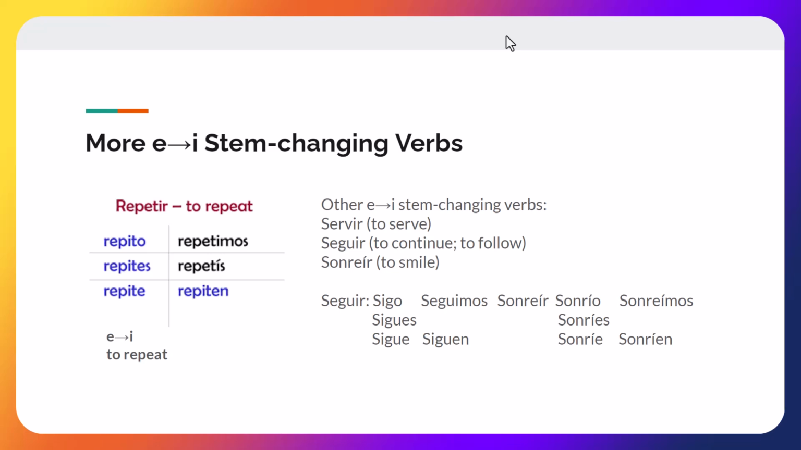The letter C does the same thing. The letter C has a K sound, like in the word cat, before an A, an O, or a U, but it has an S sound before an E or an I. Well, what if I don't want them to? What if I want to have an E or an I in there, but I still want to have the hard G or the hard K sound?